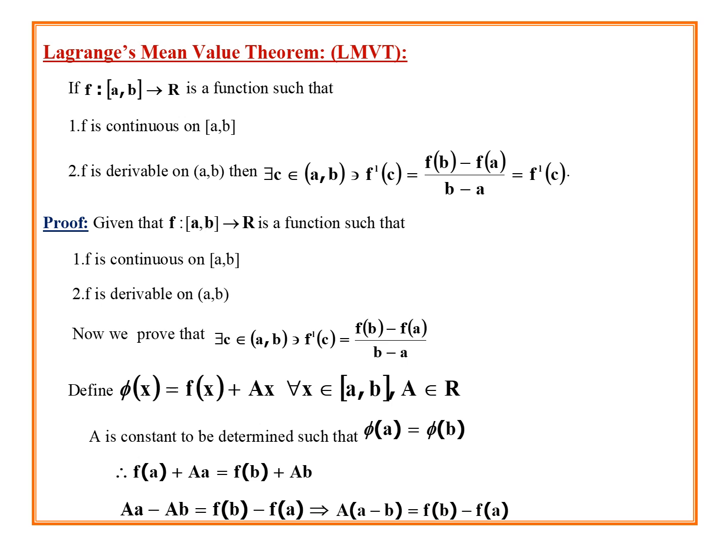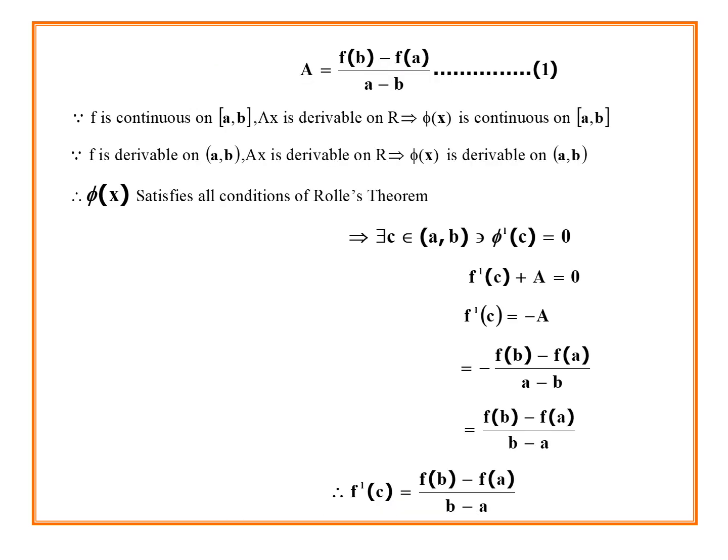Since f is continuous on closed interval [a, b], and a constant function is always continuous, f of x plus Ax is also continuous on closed interval [a, b]. Continuation of Lagrange's mean value theorem. Now we are finding the value A, which is equal to f of b minus f of a by a minus b. Let this be equation 1.